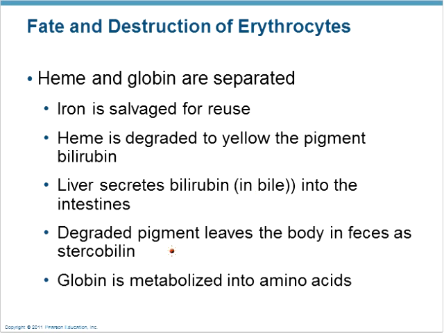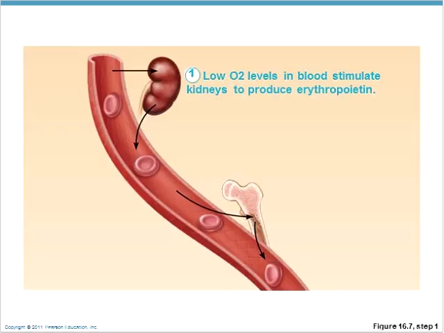into the intestines. The degraded pigment leaves the body as stercobilin or stercobilinogen. You'll hear both those terms. And globin is metabolized into amino acids.